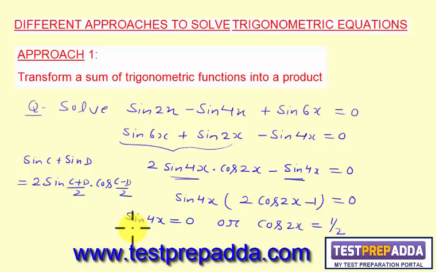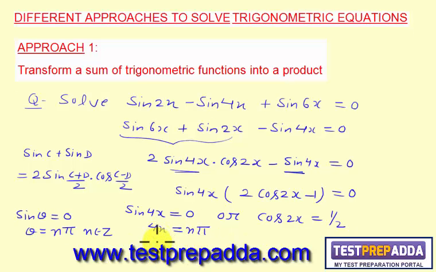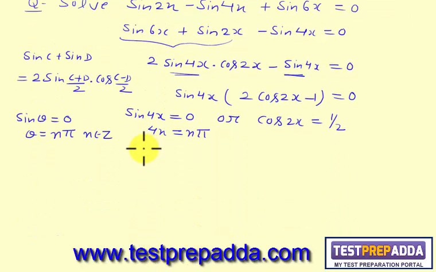Now recall if sine theta equal to 0, then theta is n pi, where n belongs to integers. So here what should I write? 4x equal to n pi. So x can be written as n pi upon 4, where n belongs to integers.